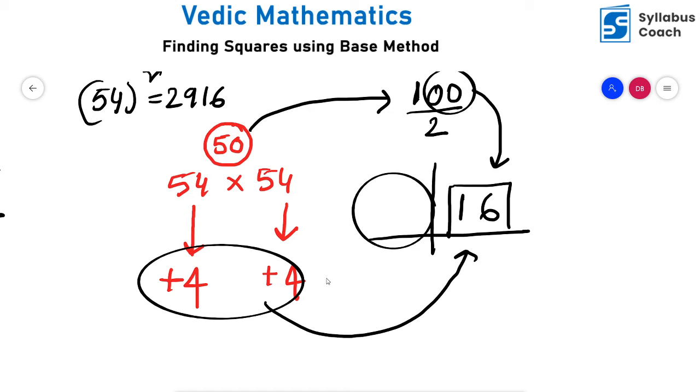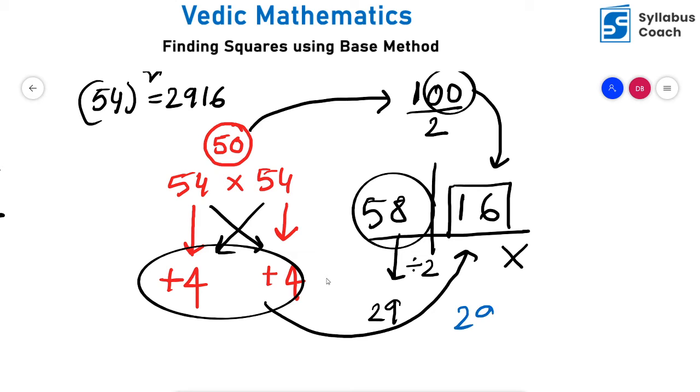Isn't it? So what is 54 plus 4? It is 58. But the base is not a base, it's a non-base, which is 50, which is 100 by 2. So divide this number by 2. Therefore, you get 29. Do not divide this number on the right hand side, students. It's just the left hand side solution. Therefore, the answer to this question is 2916, isn't it?